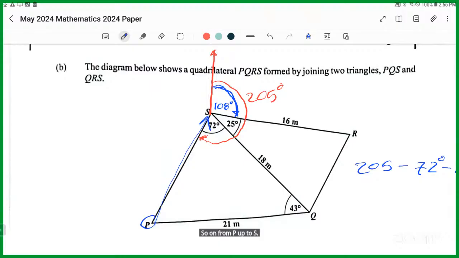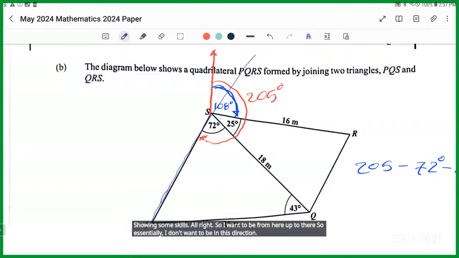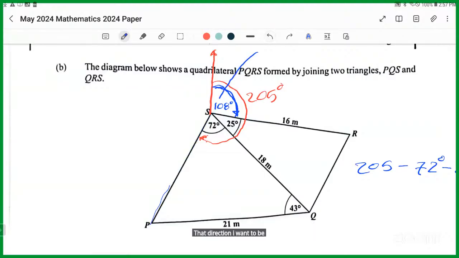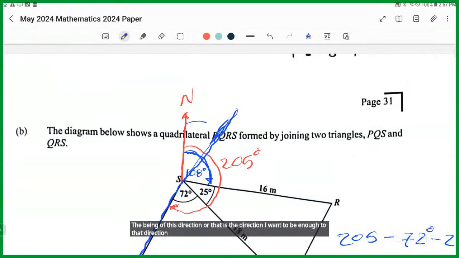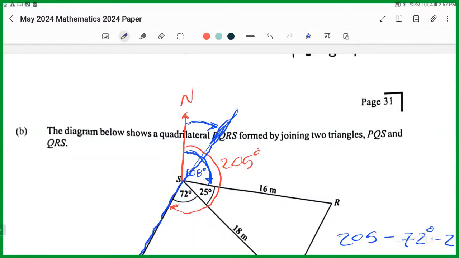Showing us some skills now with this one, right? So the bearing from here up to there. Essentially, we want the bearing of this direction. That direction. That's what I want to know. The PS line is this direction. I'm extending it out here for a reason. The bearing of this direction is what I want. So that direction, this is the bearing right here. That's the angle that I want. See that? That is the angle that I want.